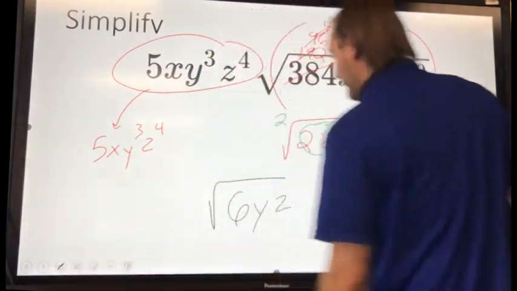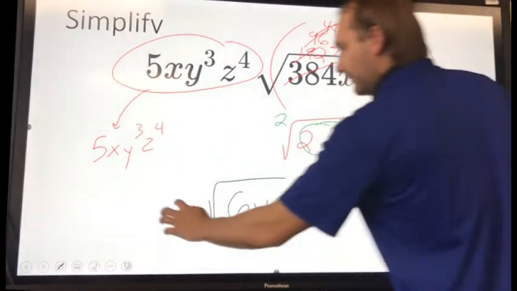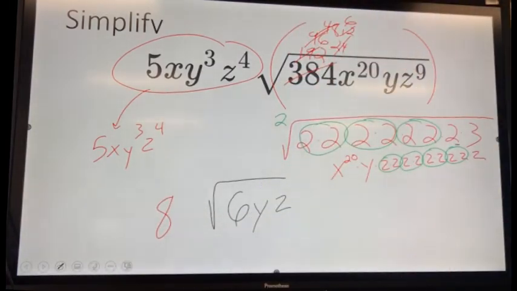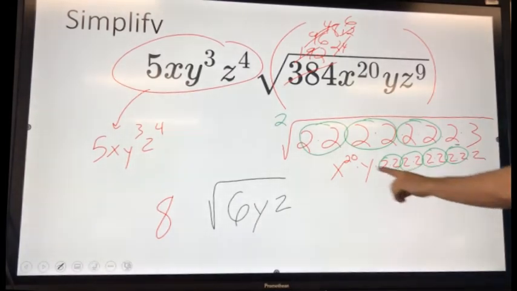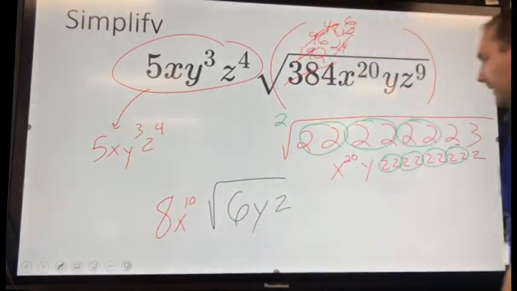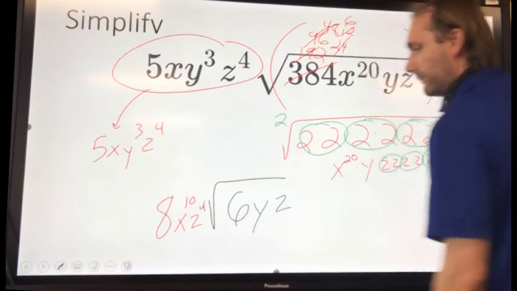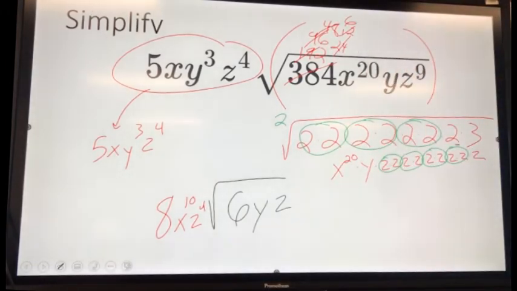Now on the outside, what's 2 times 2 times 2? 2 times 2 is 4, times 2 is 8. How many x's came out? 10. And how many z's came out? 4, right?